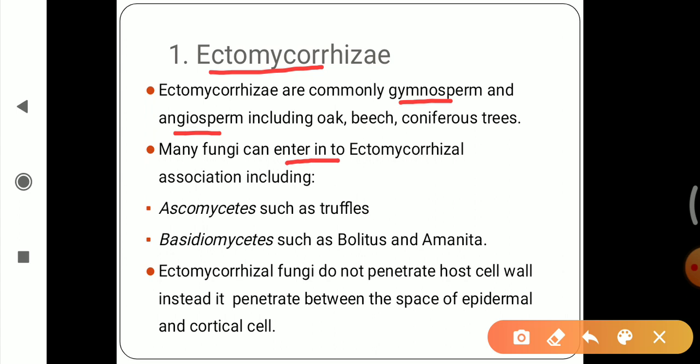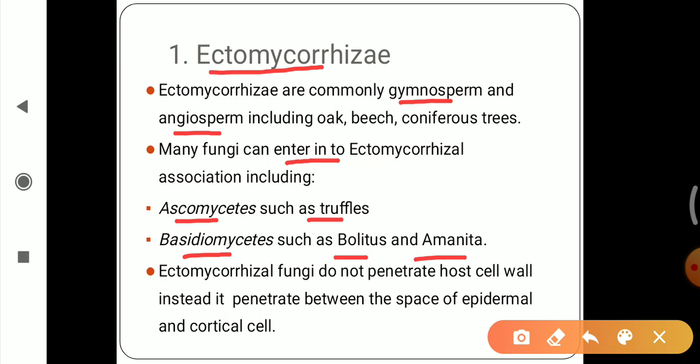Many fungi can enter into Ectomycorrhizal association, including Ascomycetes and Basidiomycetes. These are the groups of fungi, Ascomycetes such as truffles, and Basidiomycetes such as Boletus and Amanita.